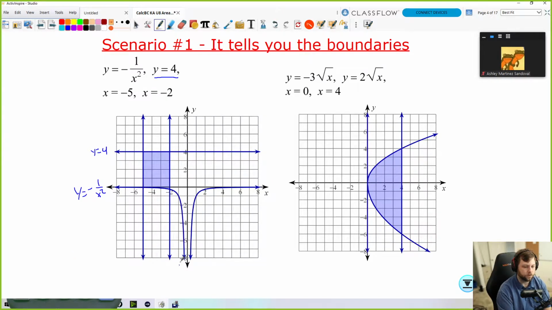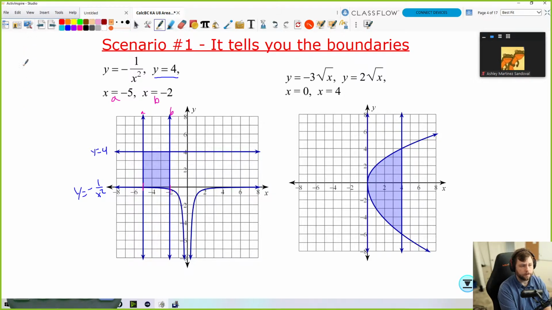This is like this. And then I tell you my boundaries. Let's say this one's going to be my a, my left-hand limit, negative 5. And then my b is my right-hand limit, negative 2. So negative 5 and negative 2. I say these are my boundaries, a and b, and these are the two curves. If I give you everything, let's just set up the integration. I'm not going to worry about plugging it into a calculator or anything like that. I just want to set these up. So what would that integration look like?